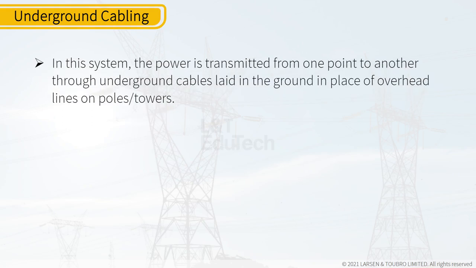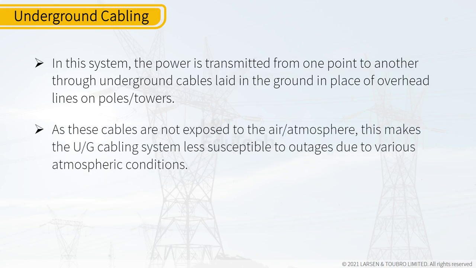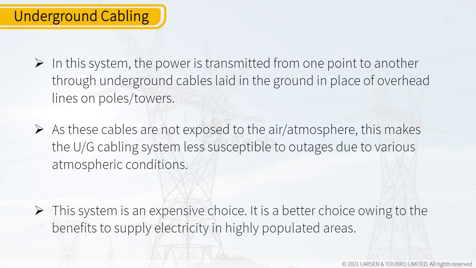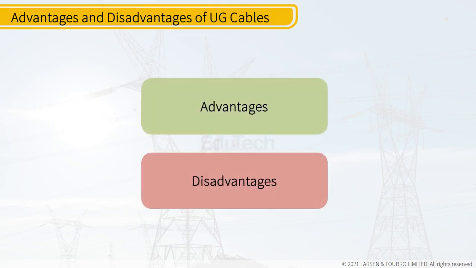In this system, the power is transmitted from one point to another through underground cables laid in the ground in place of overhead lines on poles or towers. As these cables are not exposed to the air or atmosphere, this makes the UG cabling system less susceptible to outages due to various atmospheric conditions. This system is an expensive choice, but it is a better choice owing to the benefits to supply electricity in highly populated areas. Now let's list the advantages and disadvantages of UG cables.